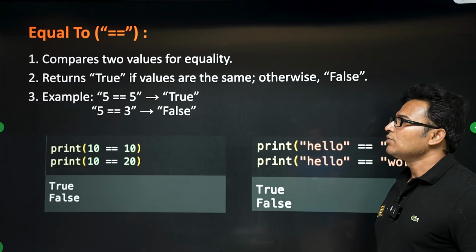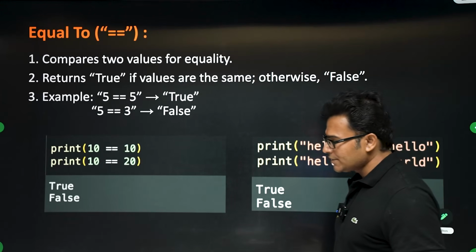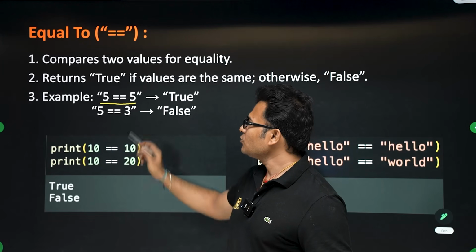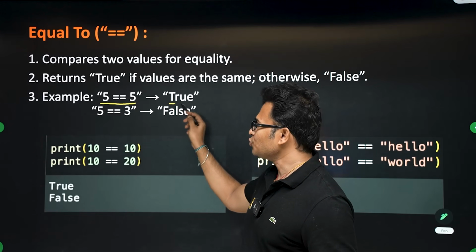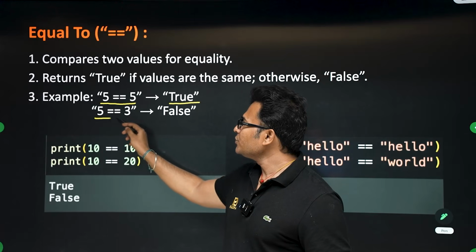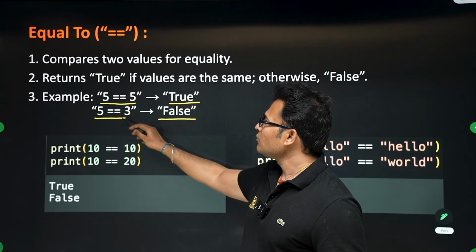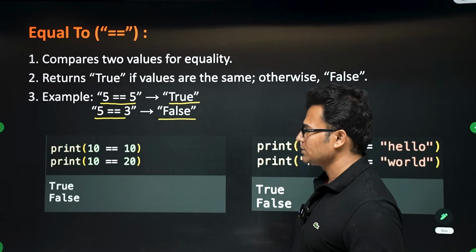So let's look at equal to. Now if you write something like this, if you compare is 5 equal to 5, it is yes, it is true. Is 5 equal to 3? It is false. 5 equal to 5 is true. 5 equal to 3 is false.